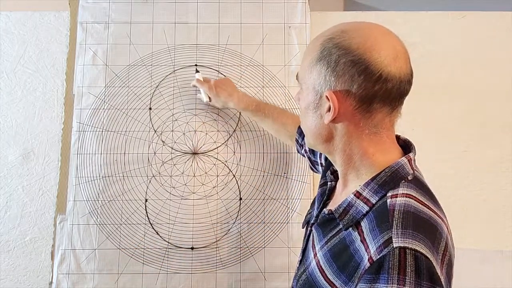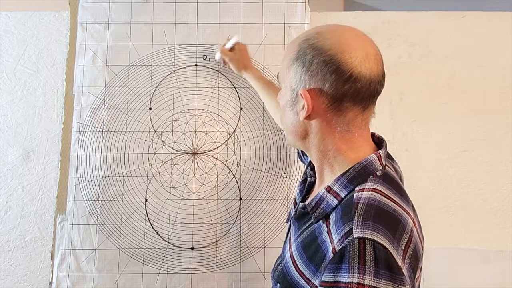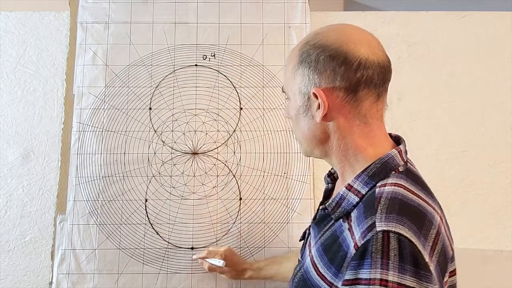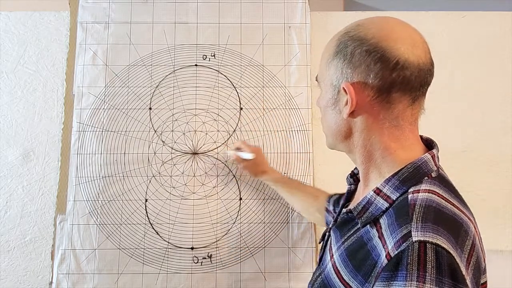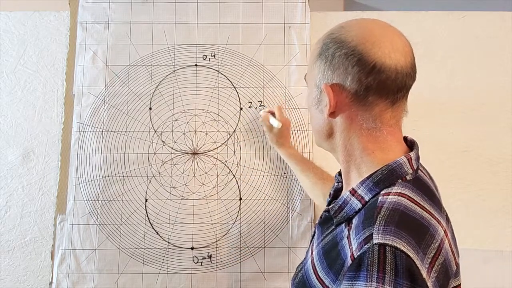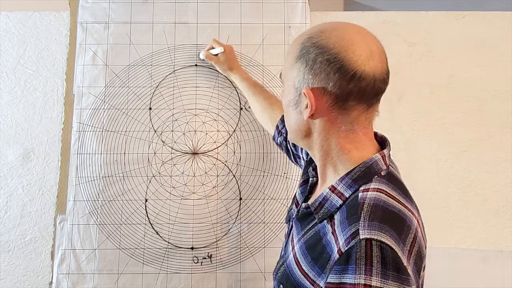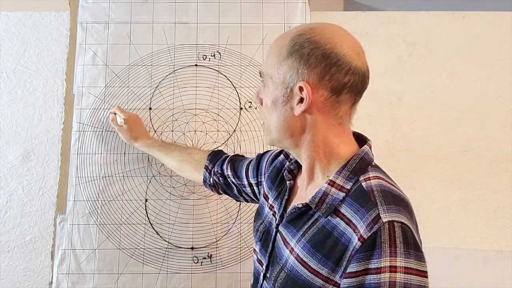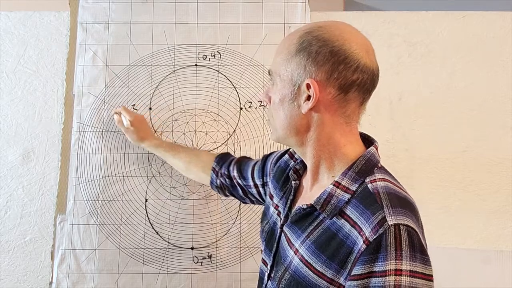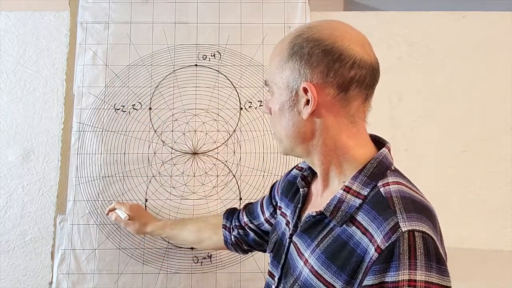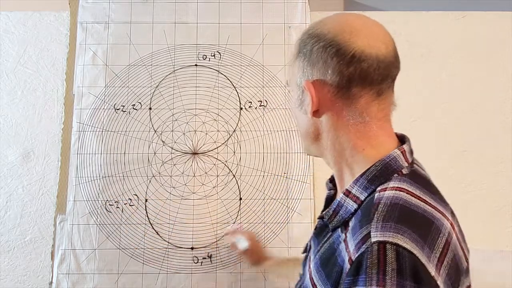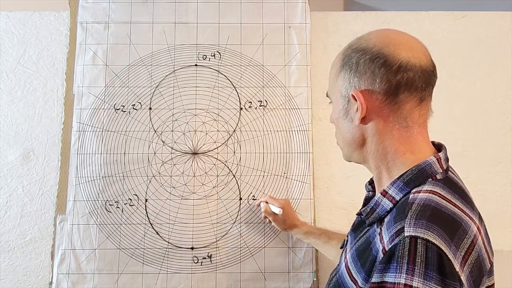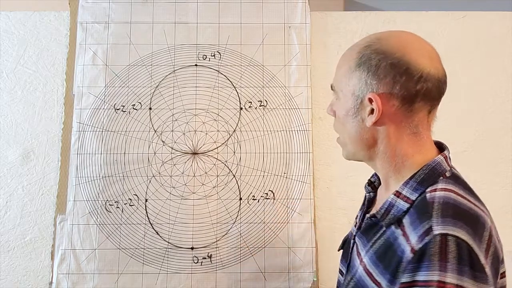And I'll just write down the coordinate points for all of these. So here we have the x is 0 and the y is 4. And here the x is 0 and the y is negative 4. And this point is going to be 2 and 2. Put the parentheses around these, I suppose. And then negative 2 and 2. And negative 2 and negative 2. And 2 and negative 2 for the y.